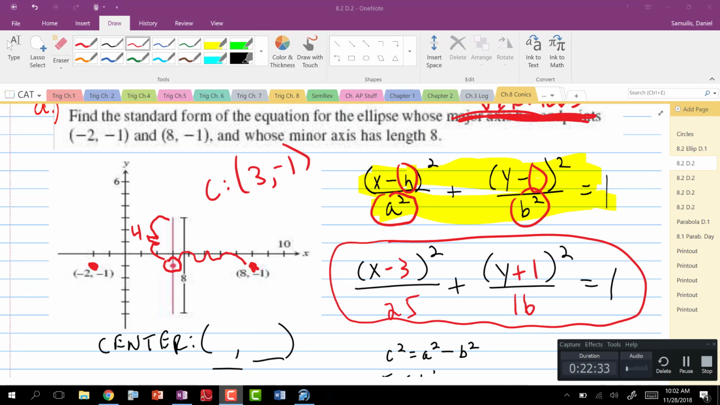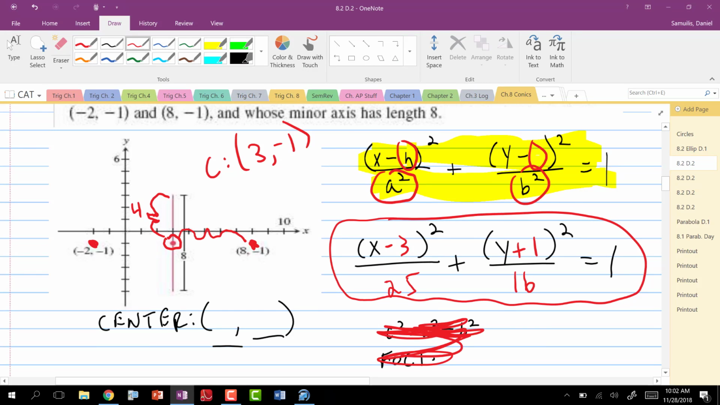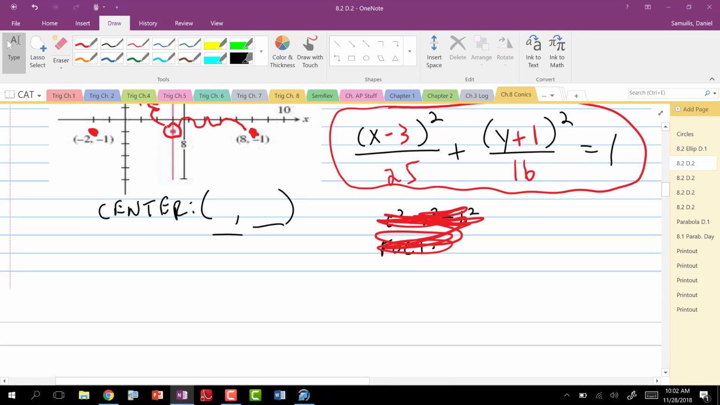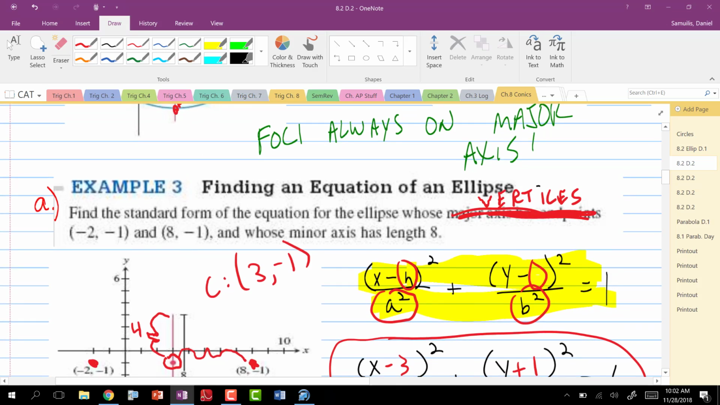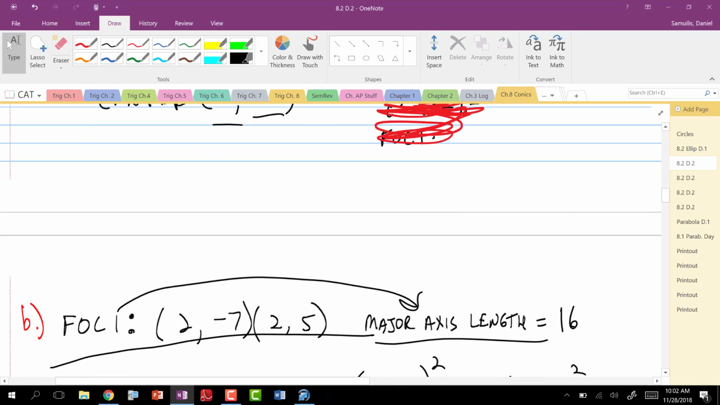Uh-oh. Oh, what? It doesn't say you had to find the foci. I think I did that for giggles. Yeah, it just says write the equation.